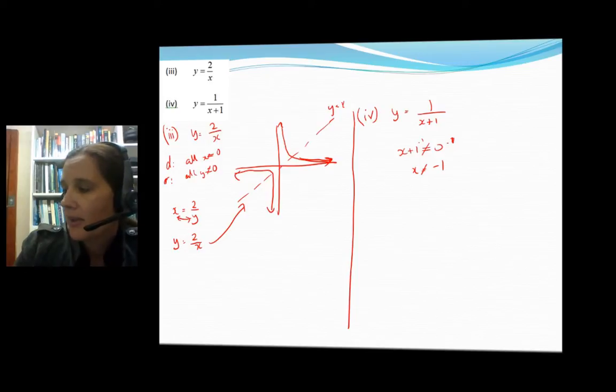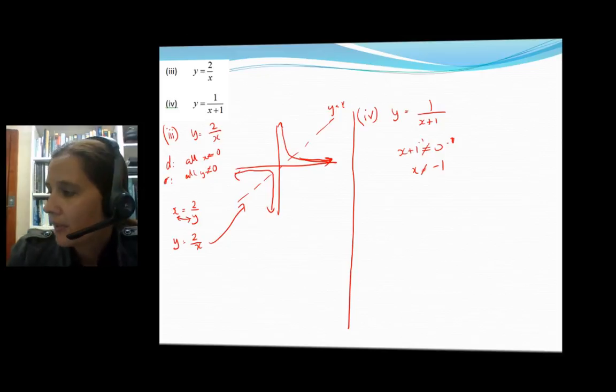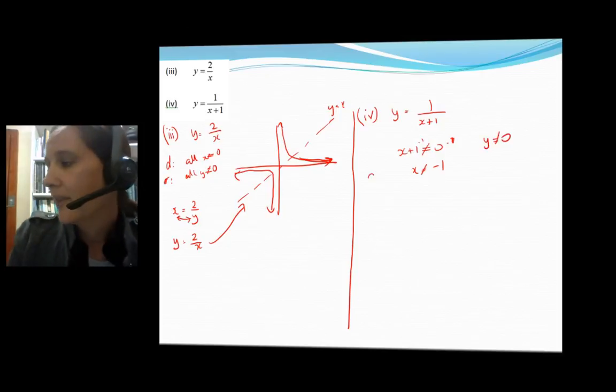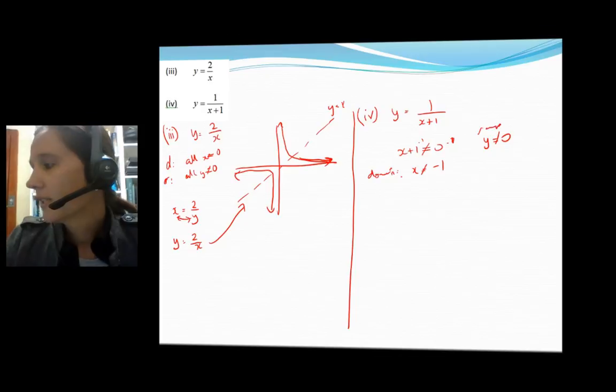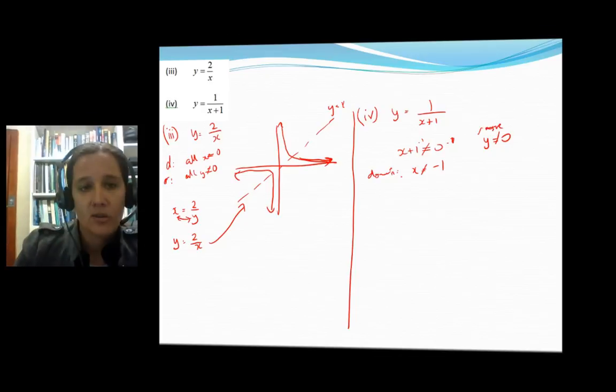And here we're not going to be able to divide by 0, so we're not going to end up with a y value of 0. So here our domain is all real x not equal to negative 1, and our range is all real y not equal to 0 here.